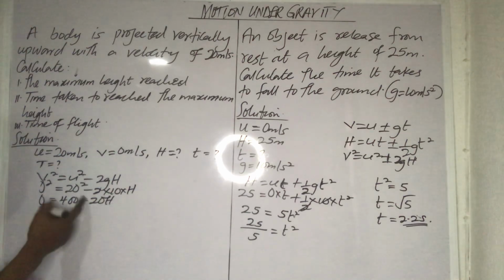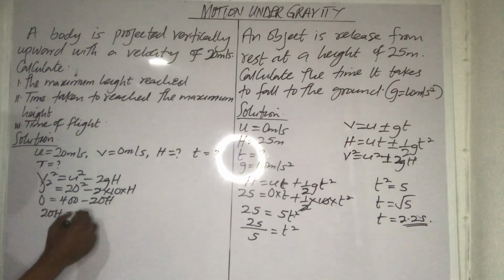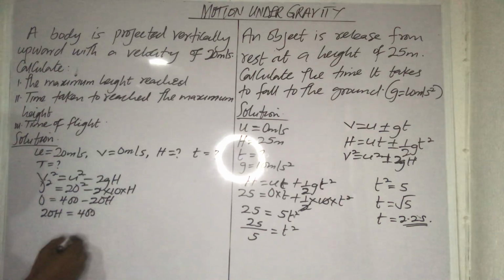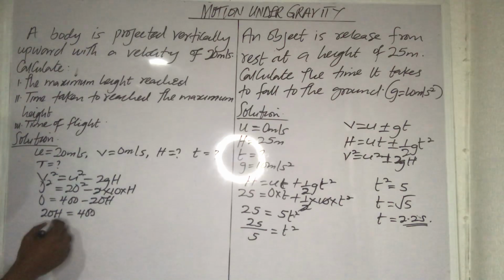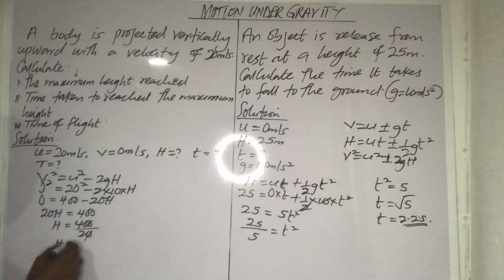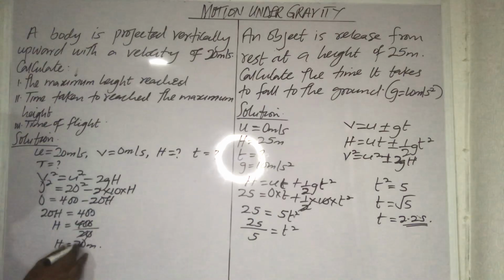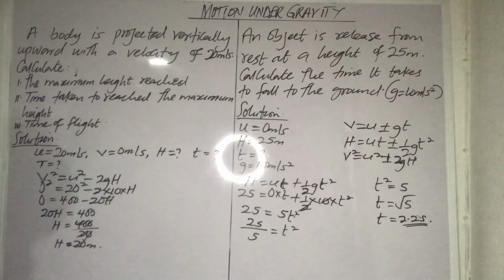Collecting like terms, minus 20h will cross over to be positive. I will have 20h is equal to 400. Divide both sides by 20. My h is 400 divided by 20. The zeros cancel, so h is equal to 20 meters. So the height is 20 meters.